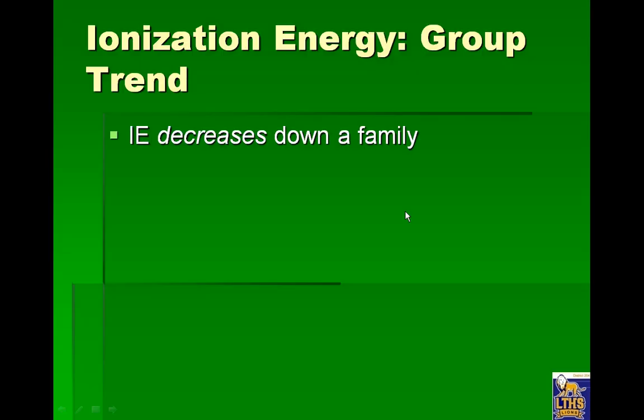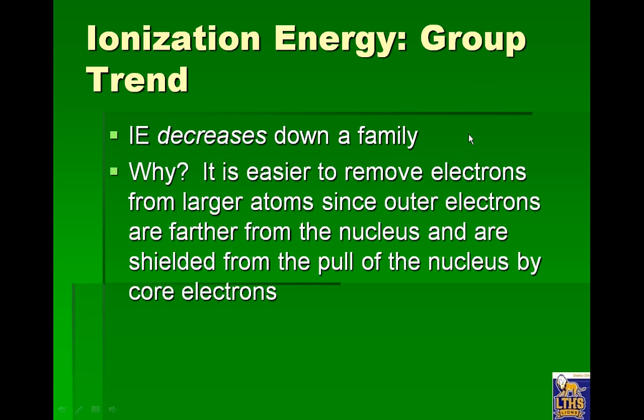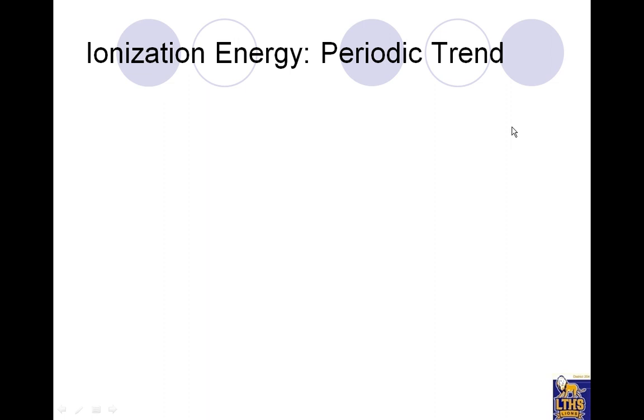What's the group trend? Ionization energy gets easier, or lower, going down a family. Why? What happens to the size of atoms going down a family? Atoms get bigger. That means the electron that's trying to be removed is far away from the nucleus, so it gets easier to take electrons away from bigger atoms. So atoms get bigger going down, which means it takes less energy to ionize them going down a group.